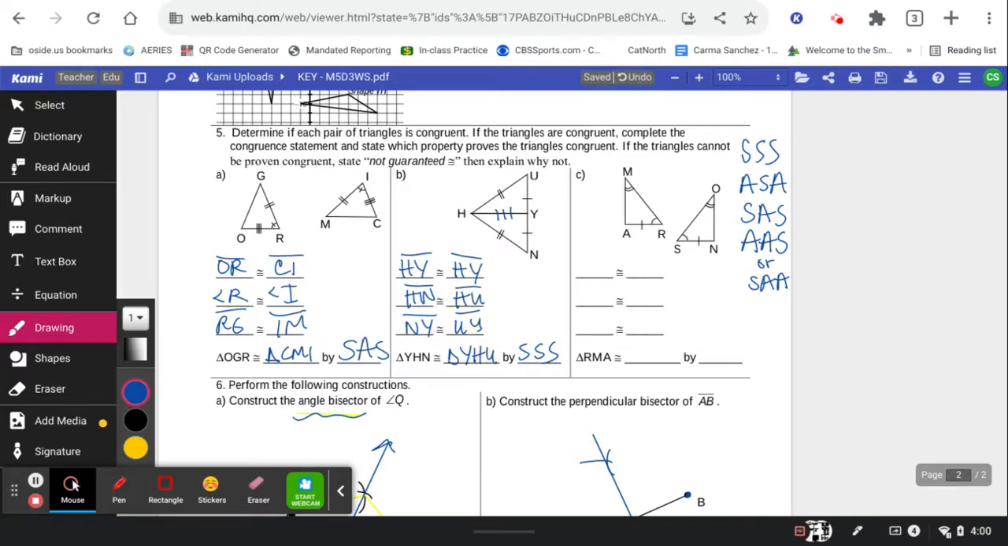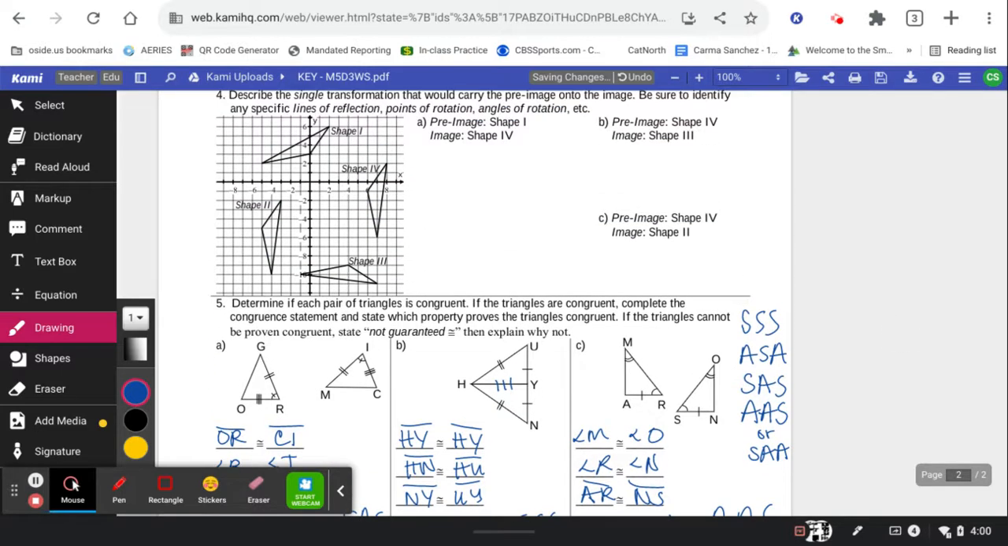Last but not least, we have an angle, angle, side. This is also going to work. So here I go. Angle M is congruent to angle O. They both have two marks. Angle R is congruent to angle N. And side AR is congruent to side NS. So triangle RMA is congruent to triangle SON, sun. All right, how'd you do?